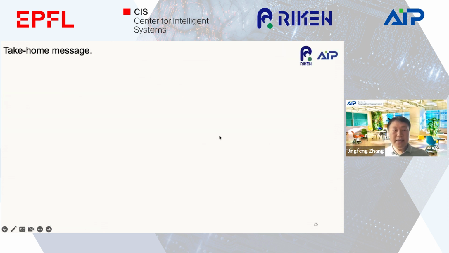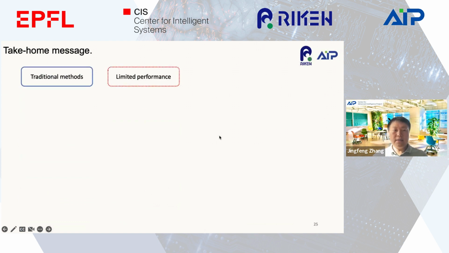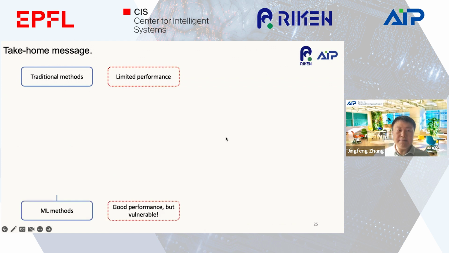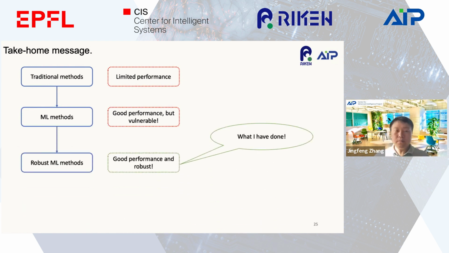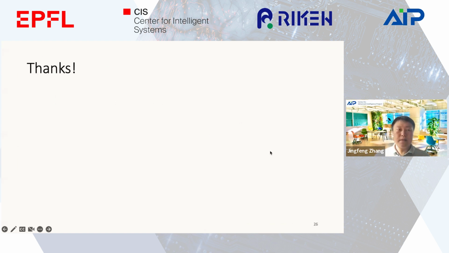The take-home message is traditional method has limited performance. Recently, we have machine learning method which have good performance but are vulnerable. Now we really should have robust machine learning methods that have good performance and are robust.